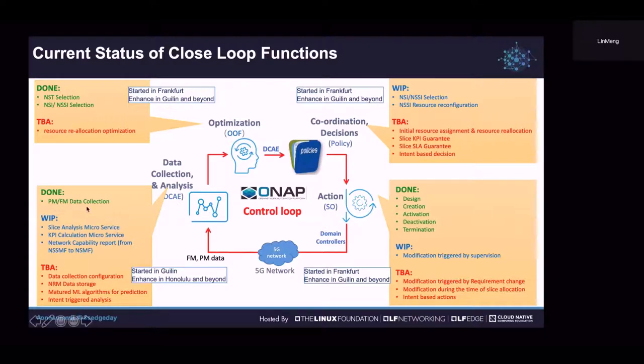The PM and FM data collection is also what we have done, which is a basic process to support the further KPI calculation and the slice analysis. Then in the Guilin release, we have started the structure building of the slice analysis microservice and the KPI calculation microservice, as well as the network capability report. And for these two microservices, we have finished the basic structure in the DCAE module, and the enhancement will be continued in the following releases.